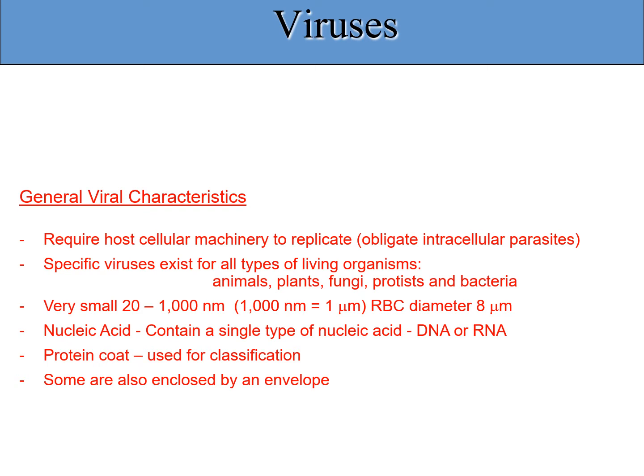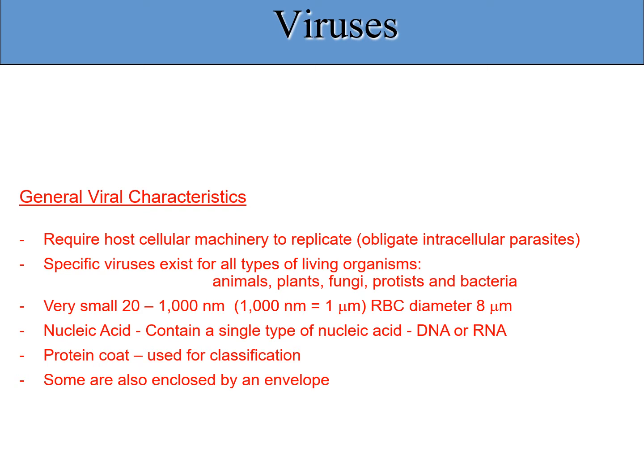There are different groups of viruses for each different major organism out there. There are animal viruses, plant viruses, fungal viruses, viruses that infect protists or protozoa, and there are bacterial viruses. They're extremely small. The largest ones are 1,000 nanometers, but they usually are closer to the lower end, anywhere from 20 to 1,000 nanometers in size.